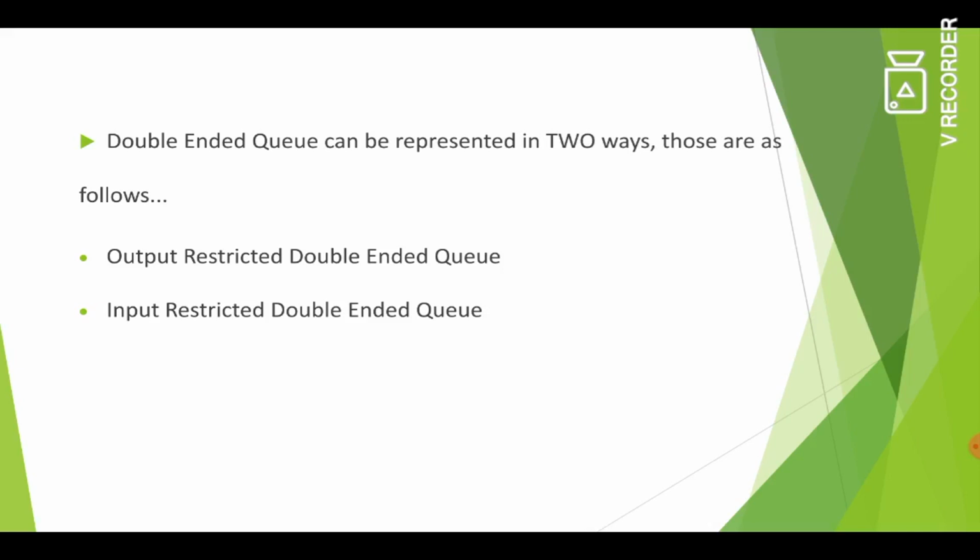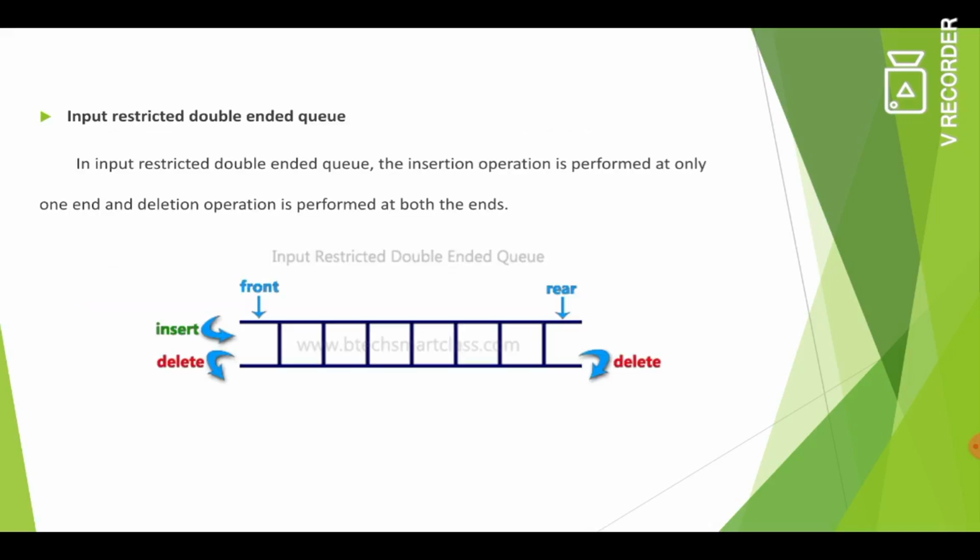To represent the double-ended queue, we have two ways. One is the output restricted double-ended queue. The other one is the input restricted double-ended queue.